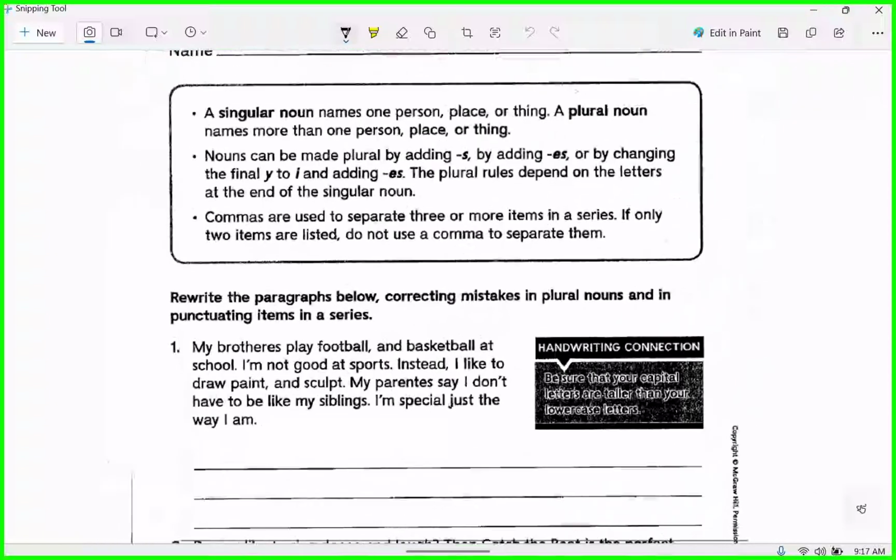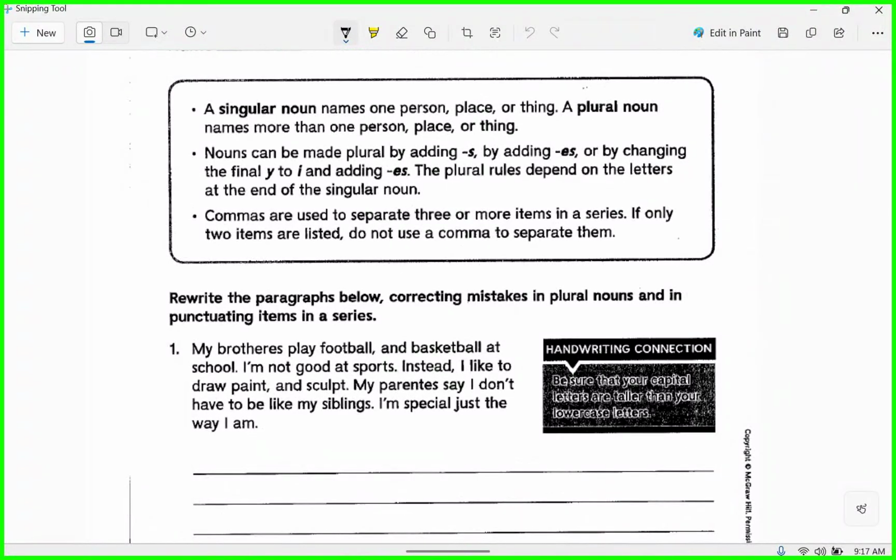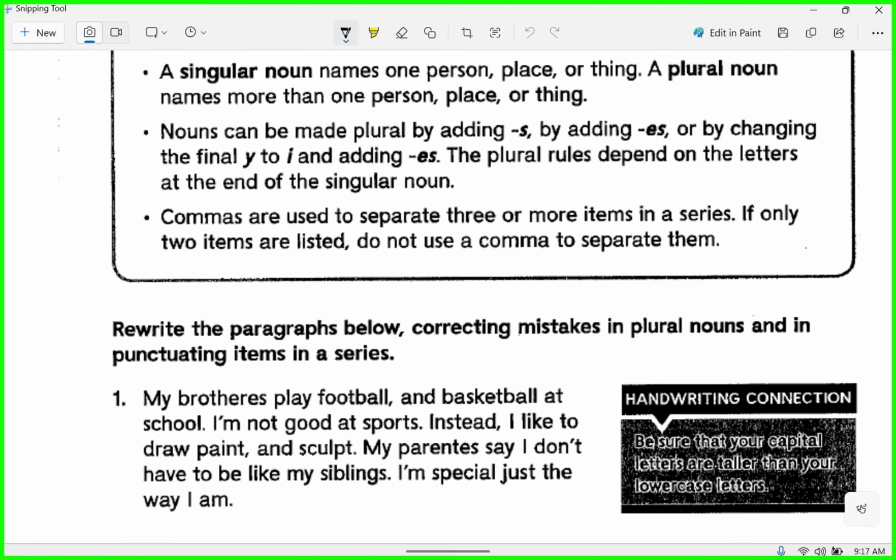All right, we're looking at singular and plural nouns, right? So a singular noun names a person, place, or thing. We know that, right? But a plural noun names more than one person, place, or thing. Nouns can be made plural by adding s and adding es, or by changing the final y to an i and adding es.